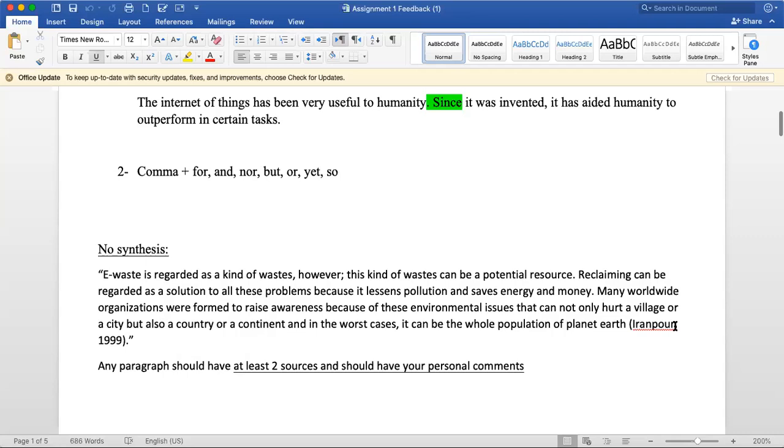We agreed before in class that synthesis is showing the relation between the sources. Do these sources agree or disagree? Can we compare or contrast them? So if I see a paragraph that has only one citation, one source used, then this means that you did not do any synthesis. To make sure that you have synthesis, each of your paragraphs should have at least two sources and your personal comments, not in an informal tone of course, but your own analysis and your own comment on the use of these sources. Does anyone have any questions about synthesis?